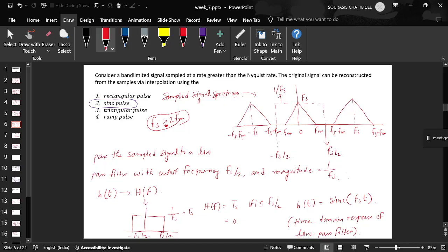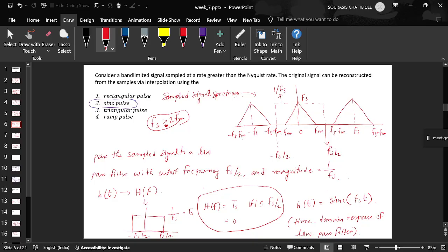This is the H(f), the low pass frequency response, which should be a rectangular pulse with cutoff frequency Fs over 2. So this is the condition of the low pass filter frequency response. We know that a rectangular pulse in the frequency domain is going to be a sinc pulse in the time domain, right? So this is the time domain response of the low pass filter.